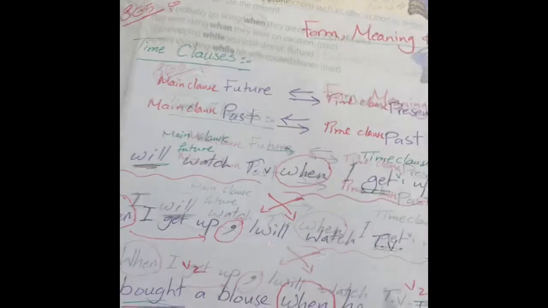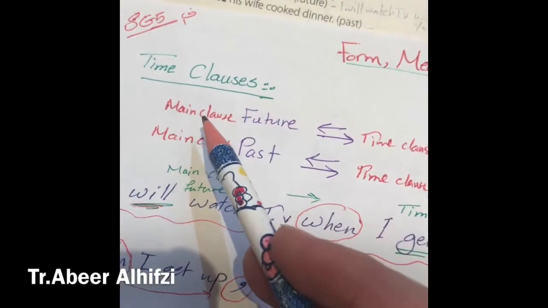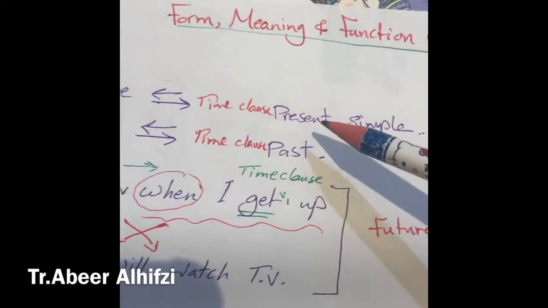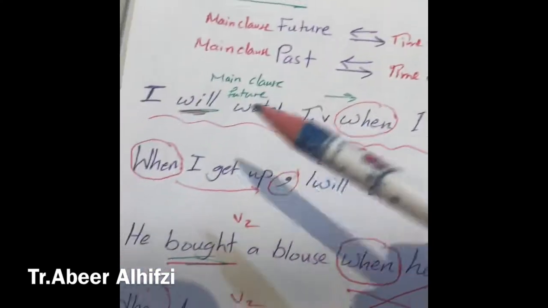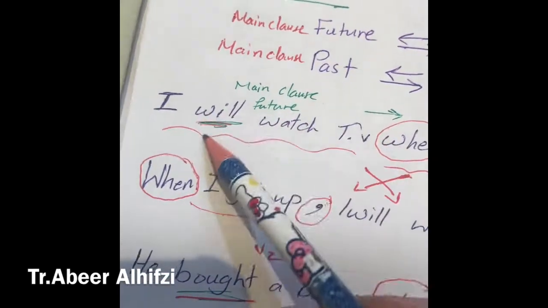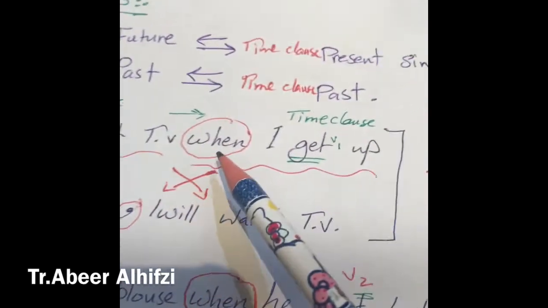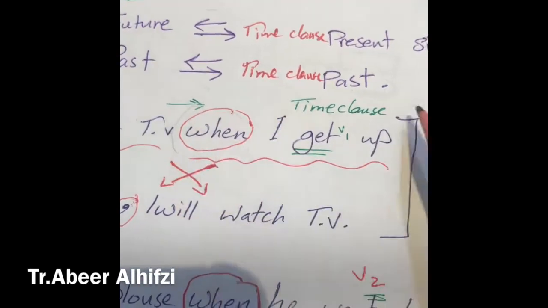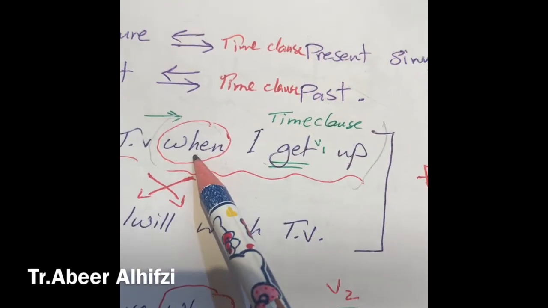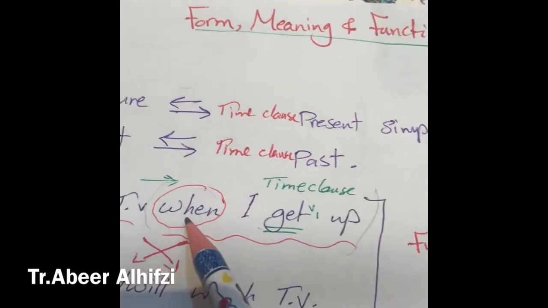Okay, here when we have a sentence with these two clauses, if the first clause, اللي هو main clause, is in the future tense, the time clause is going to be in the present simple. For example, عندي I will watch TV. هذا main clause. It's in the future. I will watch TV. أو I am going to watch TV. When, هذا time clause. When I get up. Of course, هنا when, ممكن نحط بدالها after, as soon as, before, until, while, أي واحدة منهم.